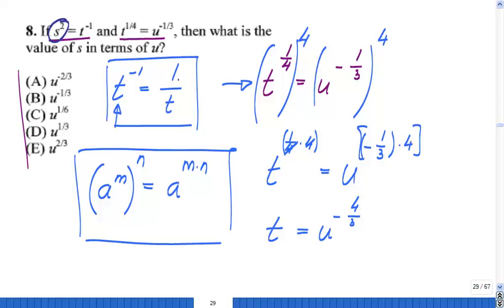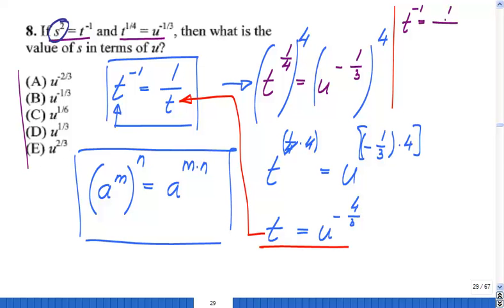To find that, I need to find what is 1 over t. I will substitute that t with u. What is t in terms of u, which is right here. And that gives me what? T to the power of negative 1 will equal 1 over t, which is what? 1 over u to the power of negative 4/3.